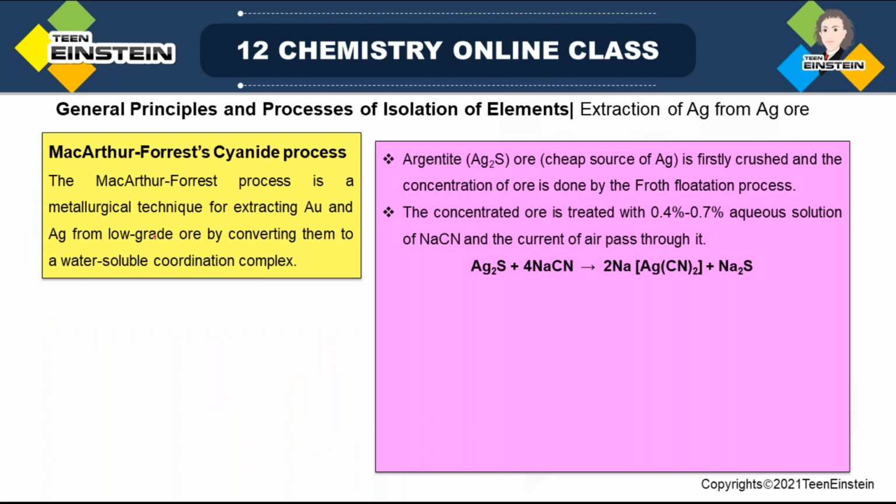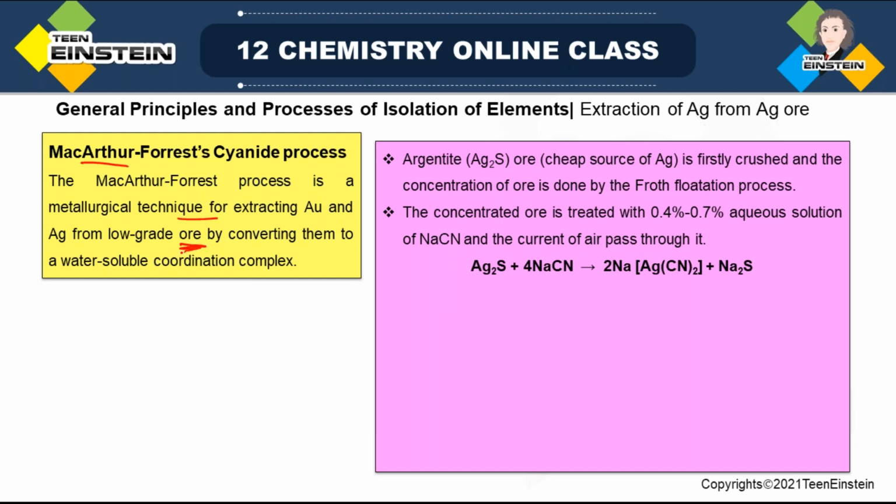Next is extraction of silver from silver ore. Here the method with which we are starting the process is known as the MacArthur-Forrest cyanide process. Sometimes it is simply mentioned as the cyanide process, but this is the full name. This is a metallurgical technique for extracting gold and silver. So both gold and silver can be extracted by this method, but here we will focus only on silver. But remember, for gold also similar techniques will be used.